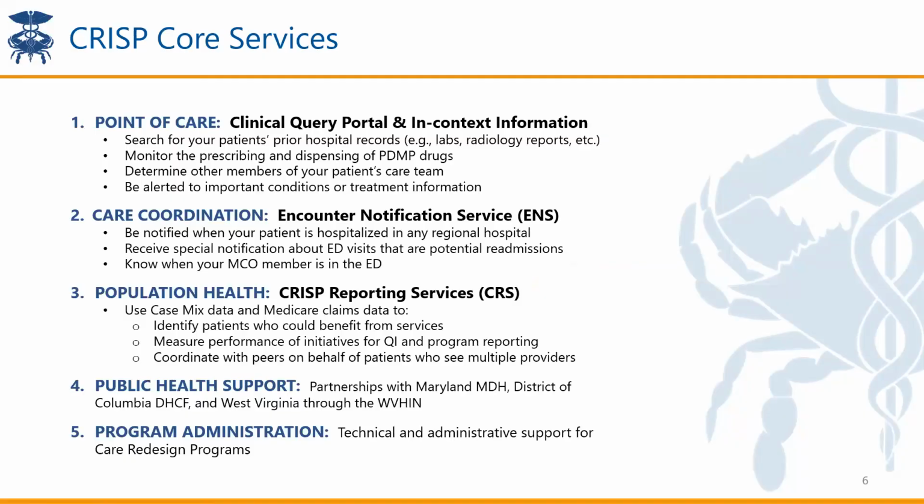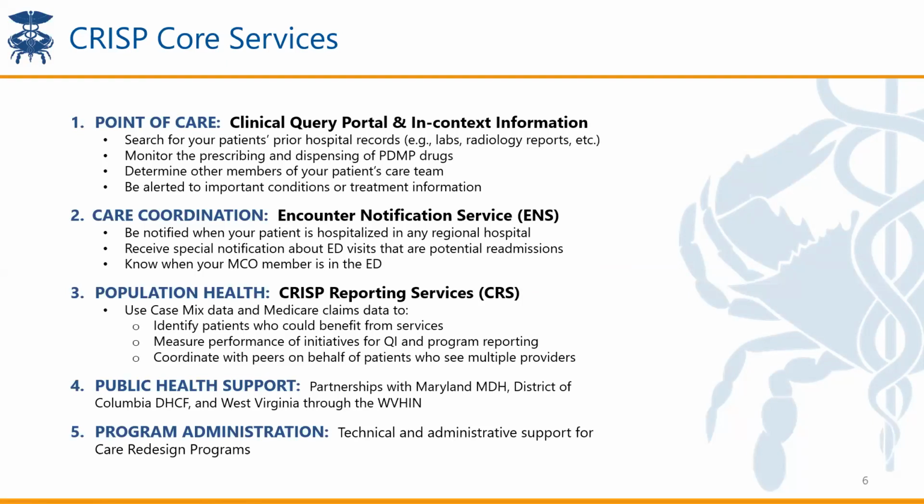So, a quick overview of our services. We at CRISP tend to bucket our services into 4 main categories. The first is point of care, and we'll go through what each of these looks like. Point of care encompasses the bulk of clinical information, and that includes information available through our clinical query portal, as well as the prescription drug monitoring data. For those of you who might be hospital-based or have single sign-on capability, some of you may also be seeing data in context right within your EHRs.